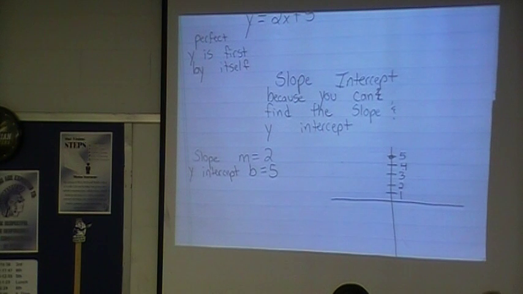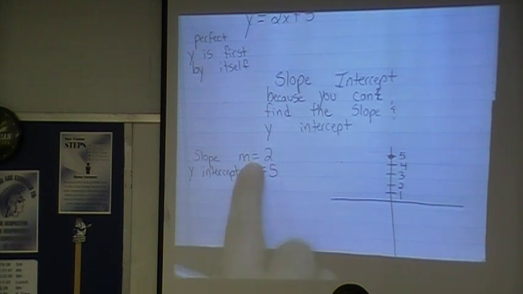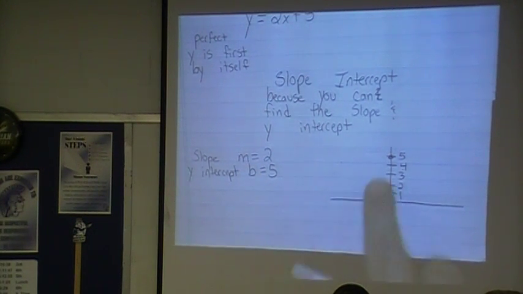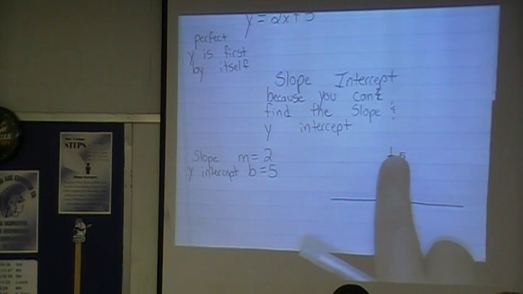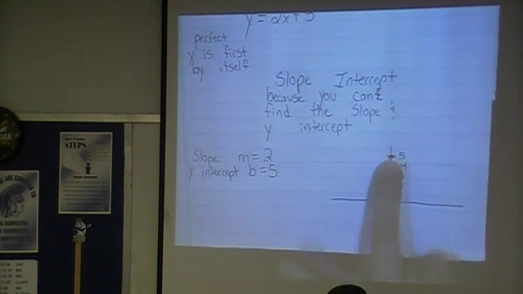See, on the EOG, they're never going to ask you to draw a graph. Have you ever had to draw a graph on the EOG? No, you don't draw, but you have to match things to a graph, right? You got to match stuff up. You got to take information and match it up. Okay, this told me, you know what it told me? It said, hey, you went to the 5. This crossed the y at the 5.